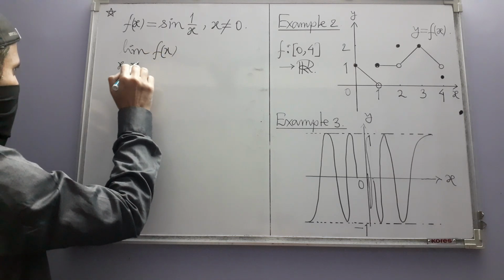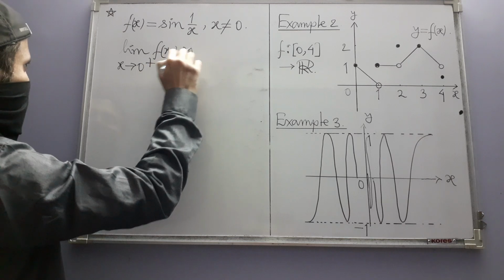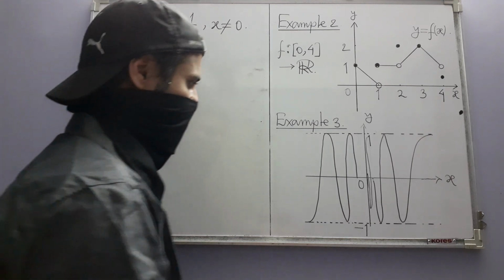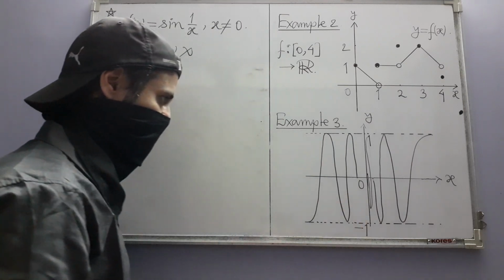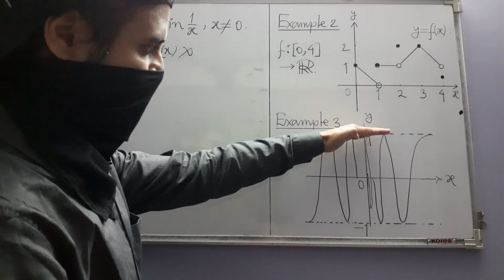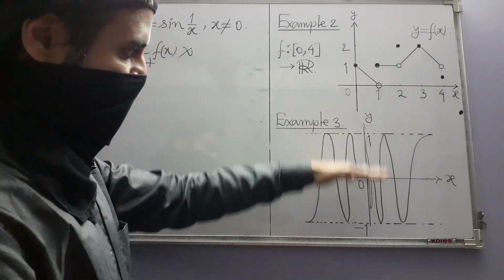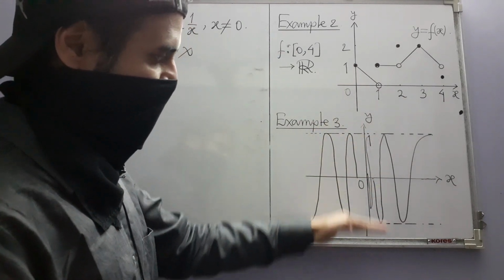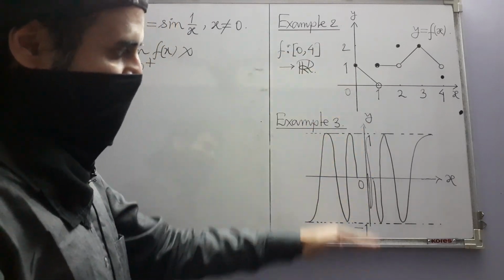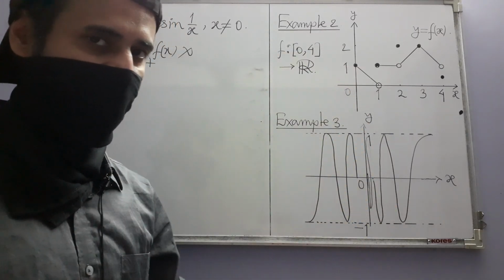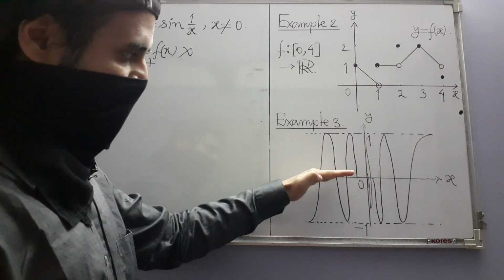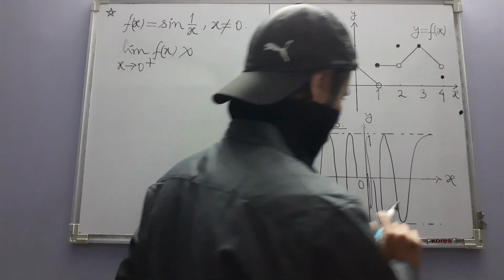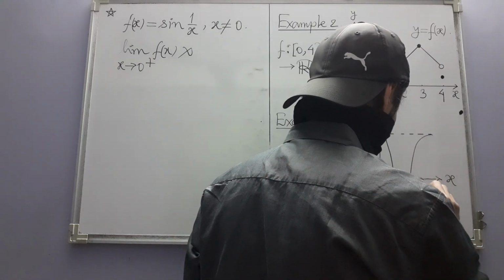This does not exist. The right hand limit at 0 does not exist simply because f of x never gets close and stays close to some L. It is always oscillating between 1 and -1, and the closer you get to 0, you see there is one point that should be understood here.